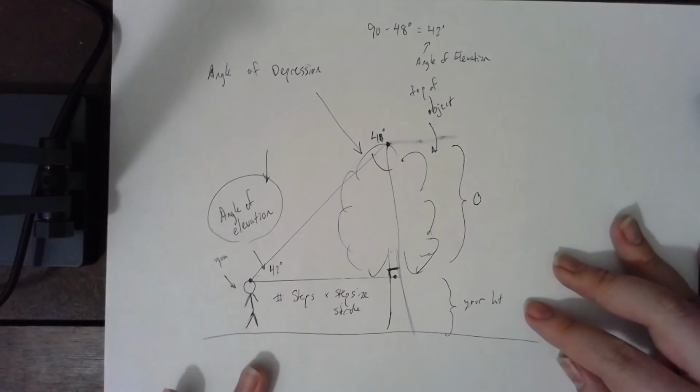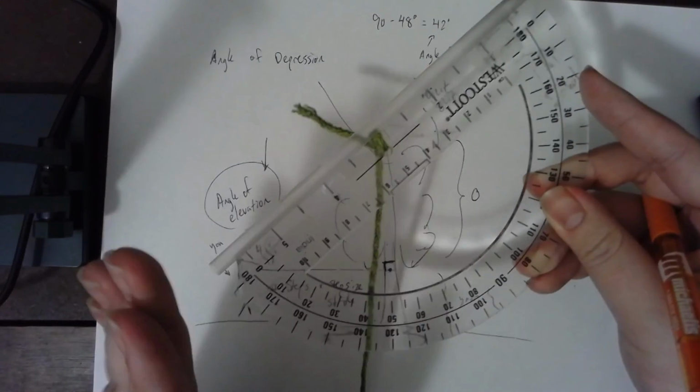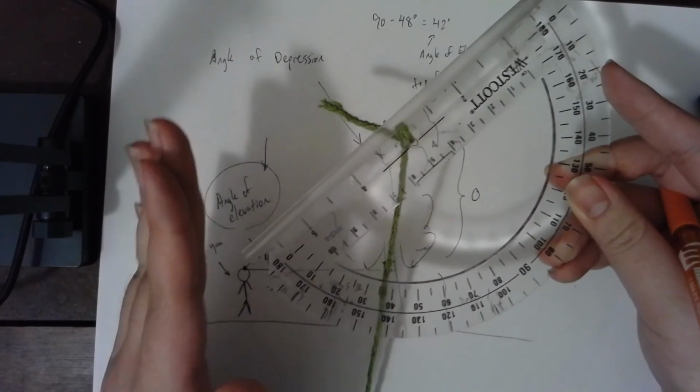Hopefully this helped you figure out how to use the clinometer. Remember, you need to have the curved part facing towards the object and not away. That way you can actually get an angle measure.